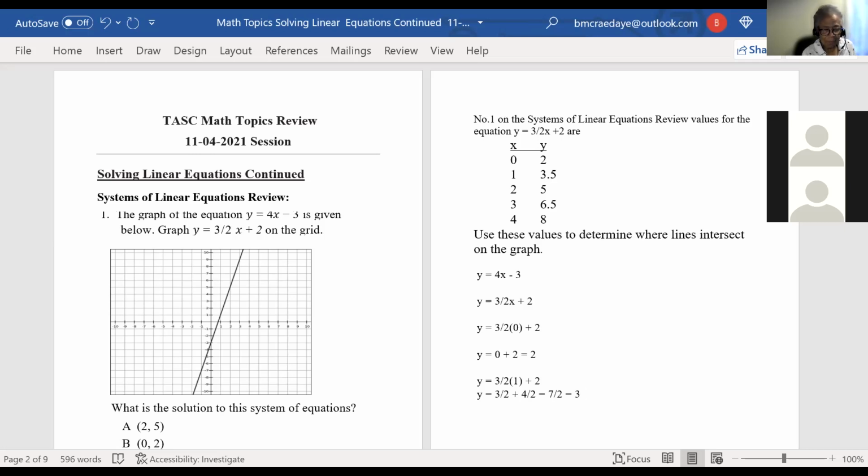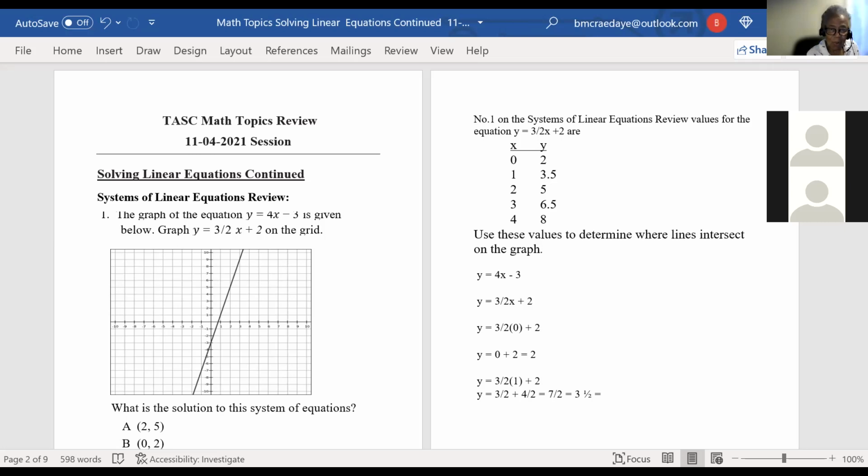Give me one minute to do it. Okay, 2 into 7 goes how many times? 3 times. And what's left over? 1. So that's 3 and 1/2. And what is that as a decimal?